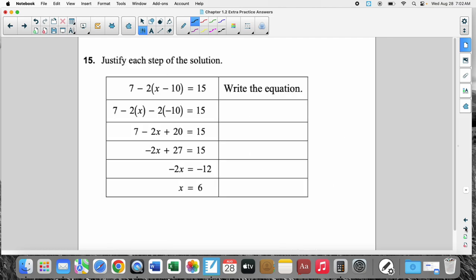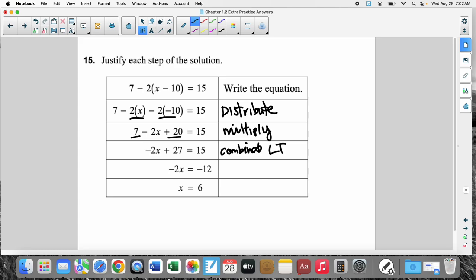Justify each step of the solution. So we write the equation. This is distributive property. Then this is multiplication. All we did was multiply. Then we simplified. We combined like terms. We combined 7 and 20 to make 27.